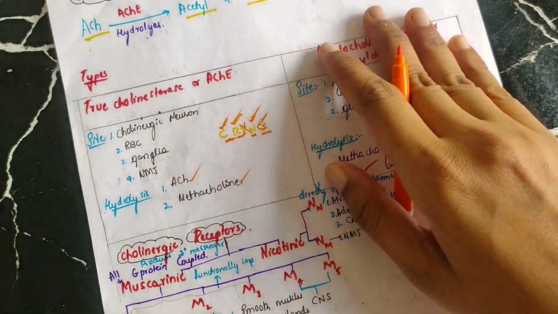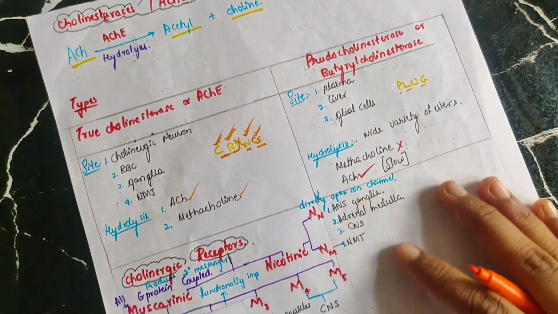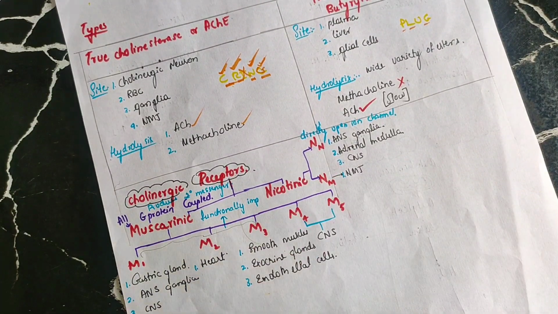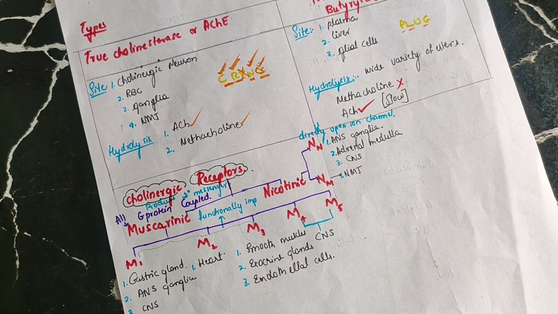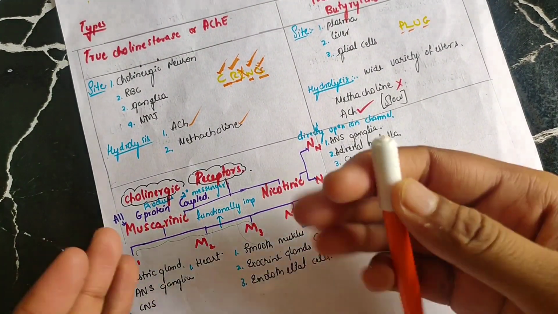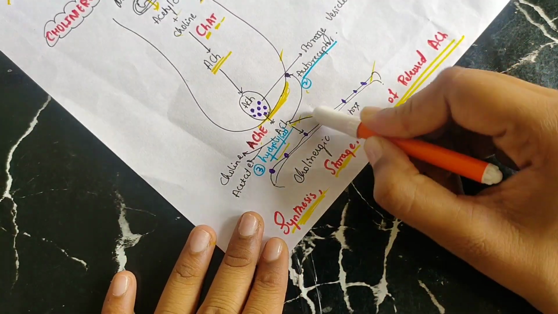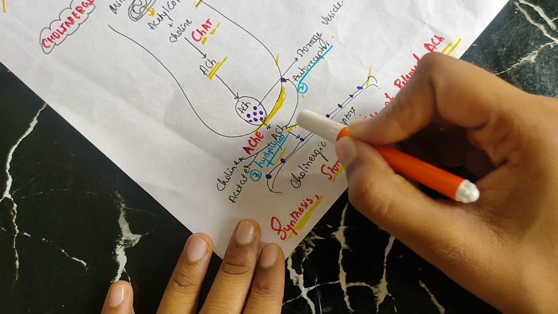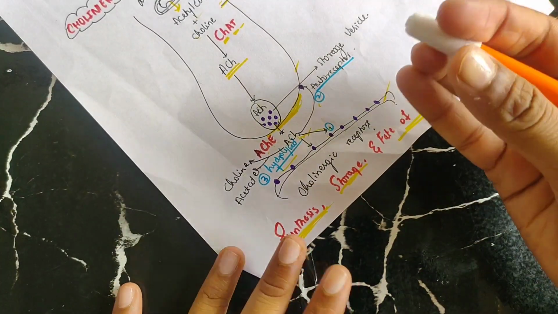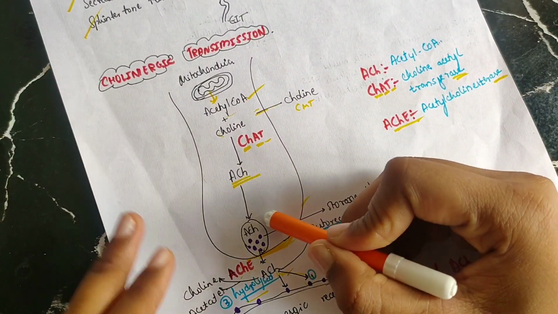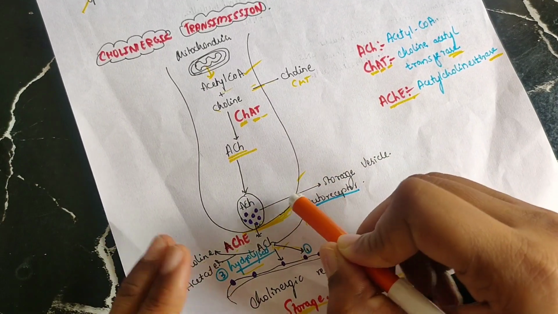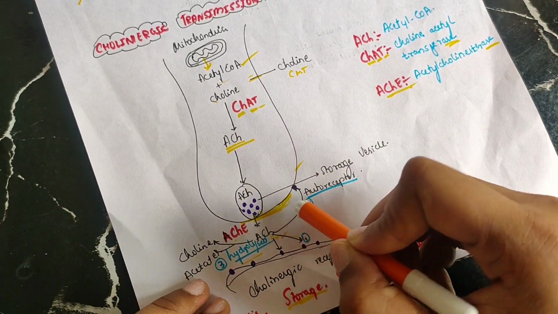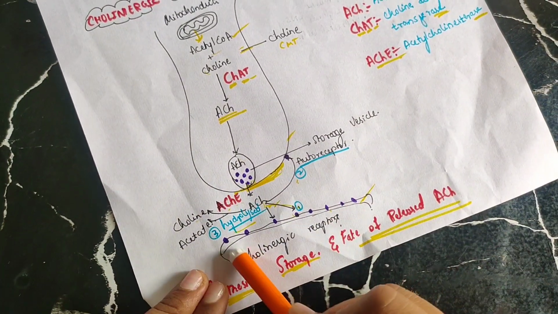This is all about the types of cholinesterase. And now we will discuss the cholinergic receptors. What are the receptors present for acetylcholine? Now this acetylcholine has entered the postsynaptic membrane. It should be received by some receptors. What are the receptors present? Acetylcholine, which is released from the presynaptic neuron, should be received by some receptors on the postsynaptic membrane.